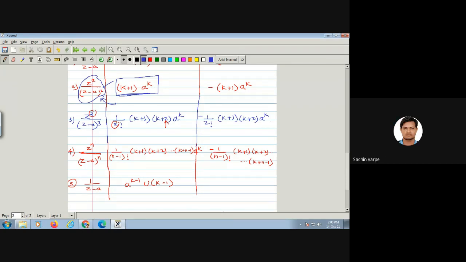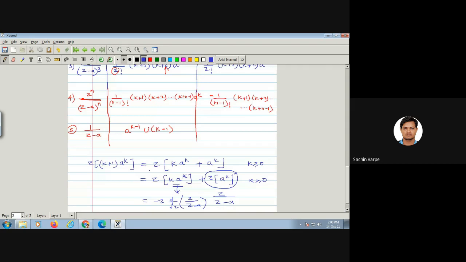Yes, sir. So the same thing we can do for formula number 3 by taking first k plus 2, by operating k plus 2 onto a raised to k, then k plus 1 onto the function, we can get the same formula. It's very easy.